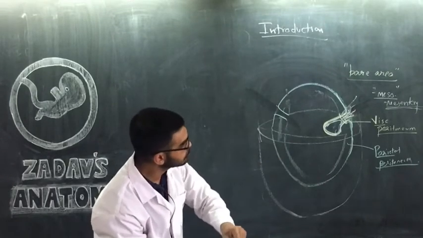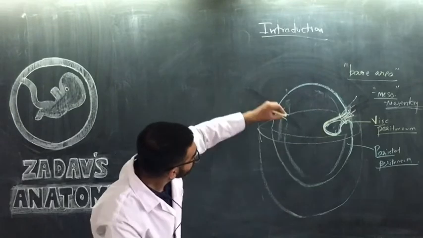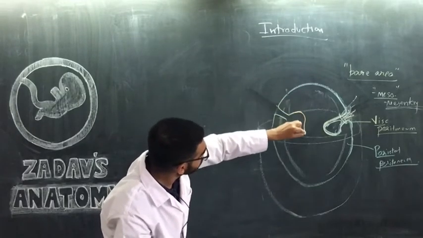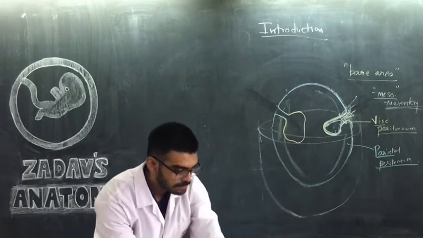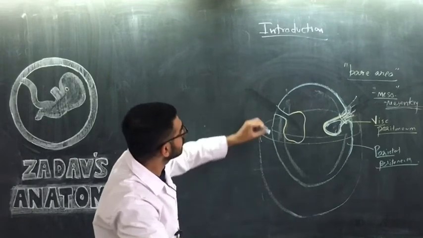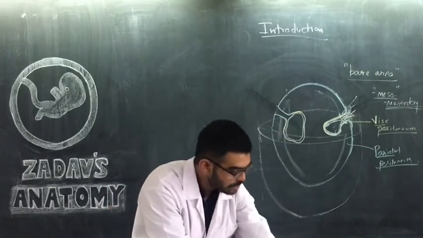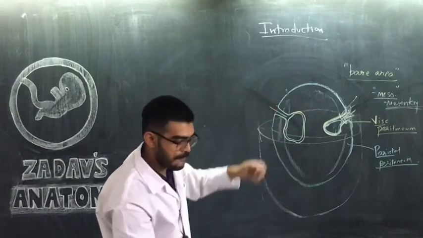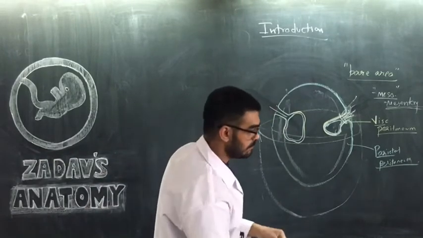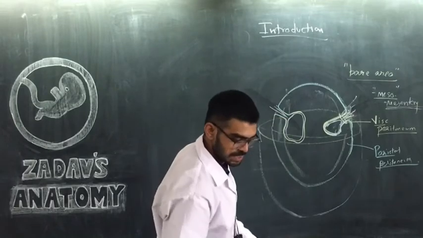and what color am I using? Yellow. Visceral peritoneum, and the organ that I'm going to draw in blue, and the blood supply that is going to come. Venous drainage, lymphatics, etc., etc.